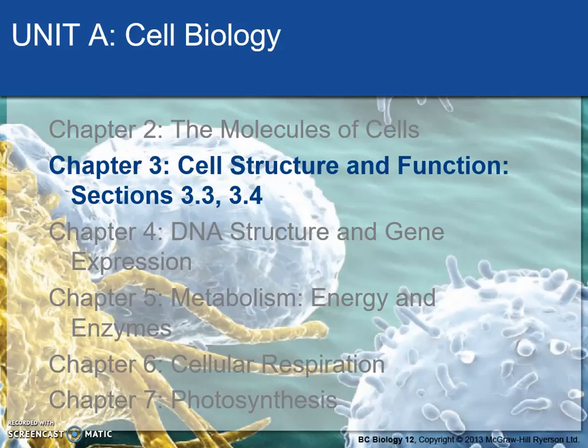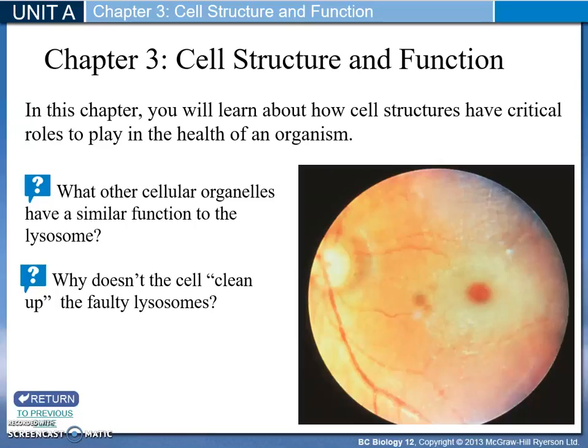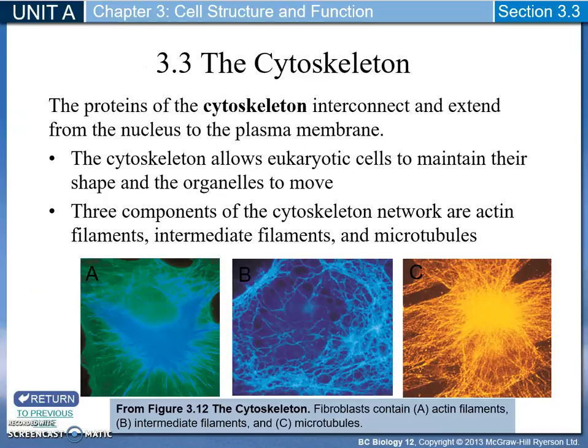This video is going to cover section 3.3 and 3.4. Again, we're continuing to look at cell structure and function, and here we're going to look at the cytoskeleton of the cell. The proteins of the cytoskeleton interconnect and extend right from the nucleus to the plasma membrane. And the cytoskeleton allows eukaryotic cells to maintain their shape and for the organelles to move.